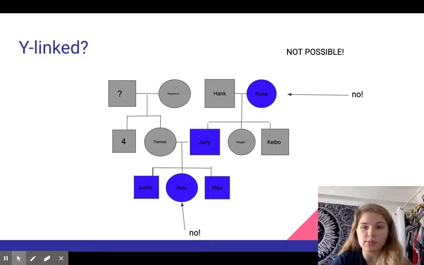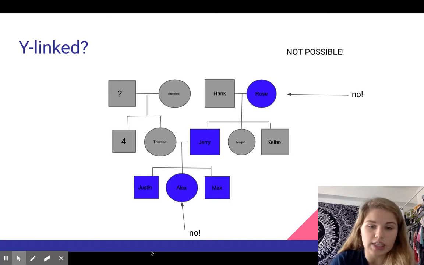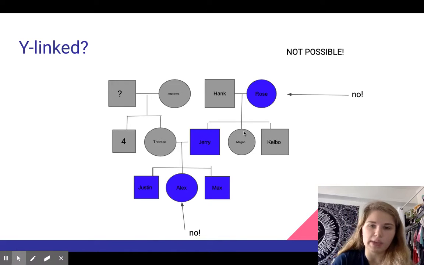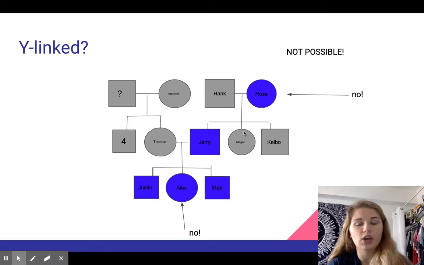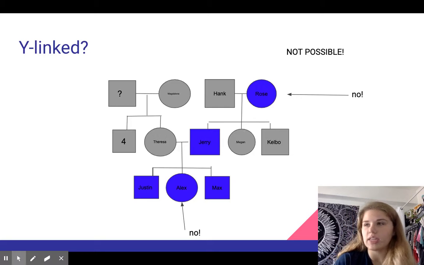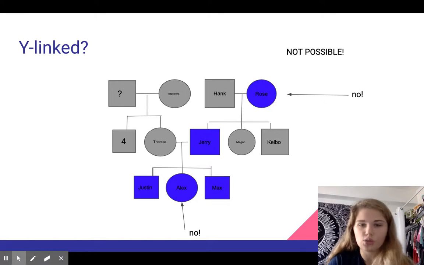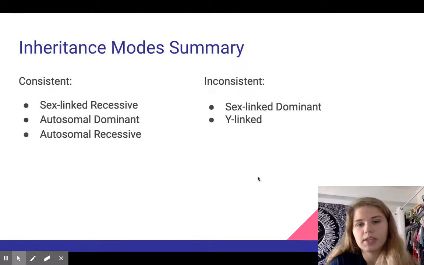Y-linked is not possible because females were affected, like Alex and Rose, as I've highlighted here, and then not all of the males were affected, which we know is not possible because females don't have Y chromosomes and all males, unless they have a sort of chromosomal issue, do have Y chromosomes.